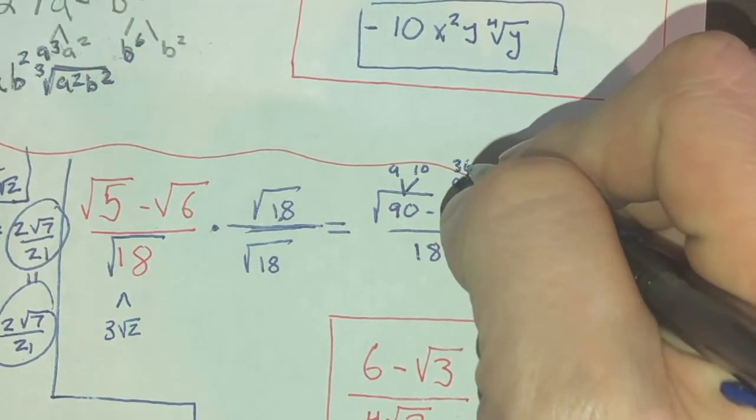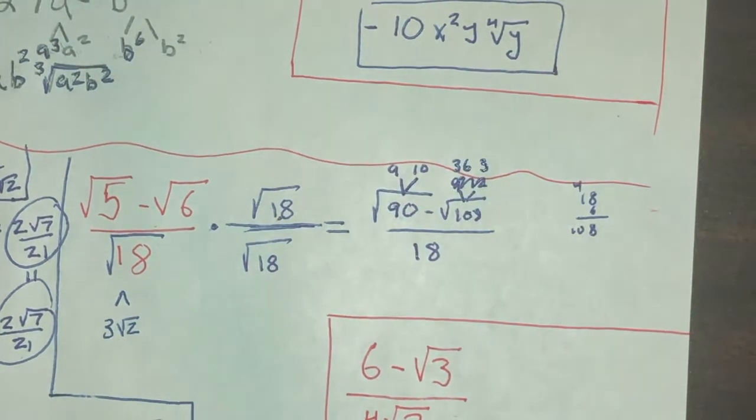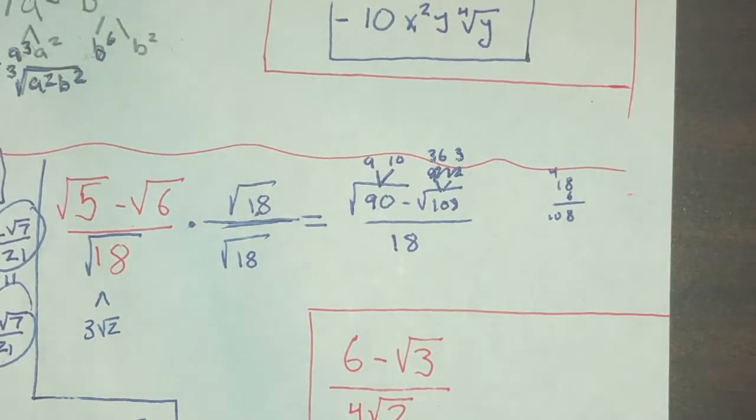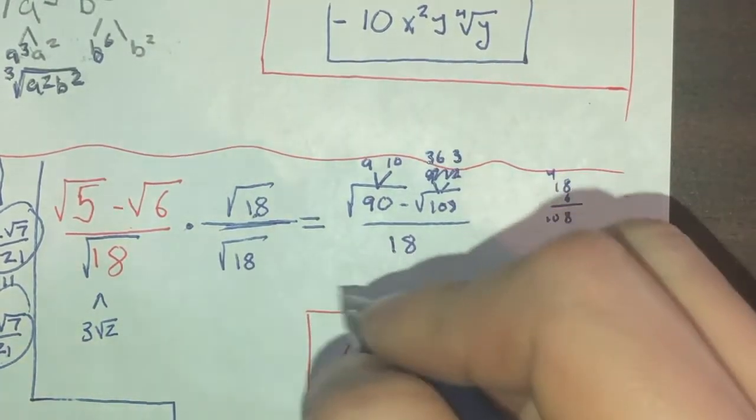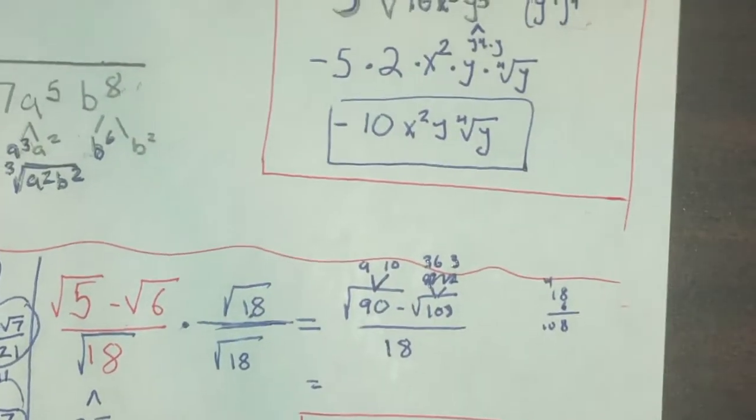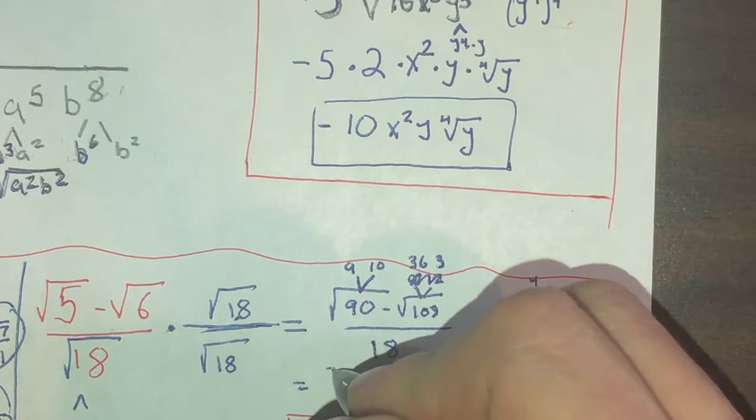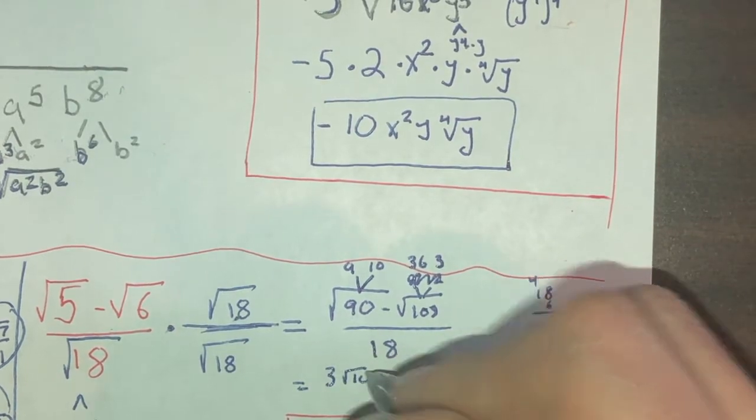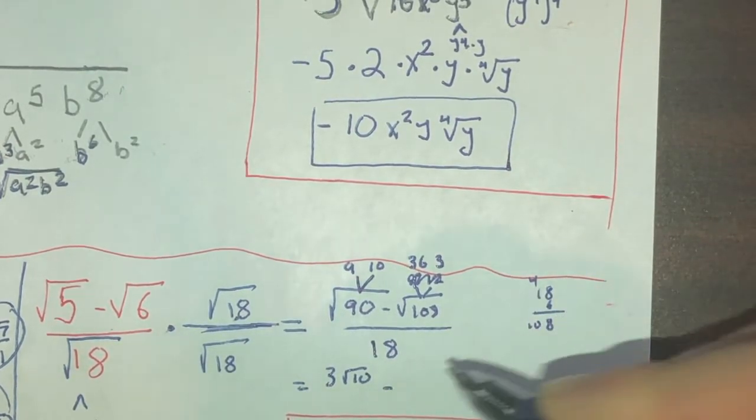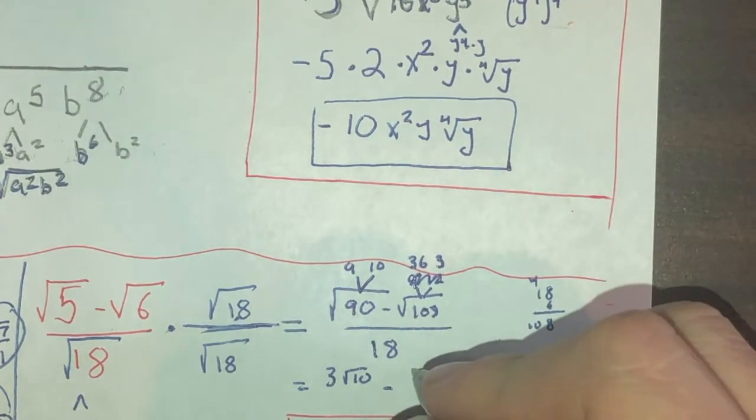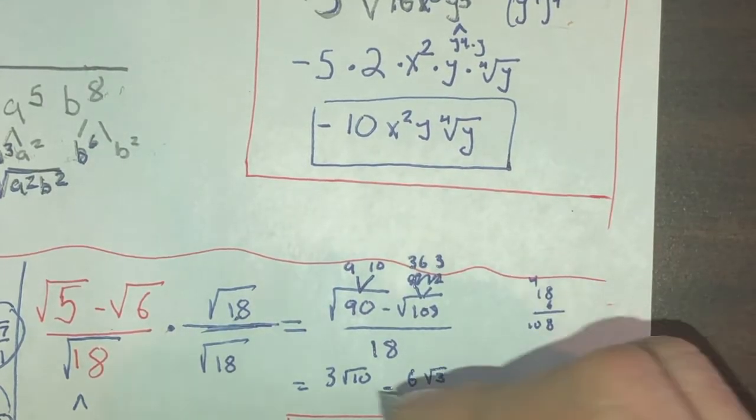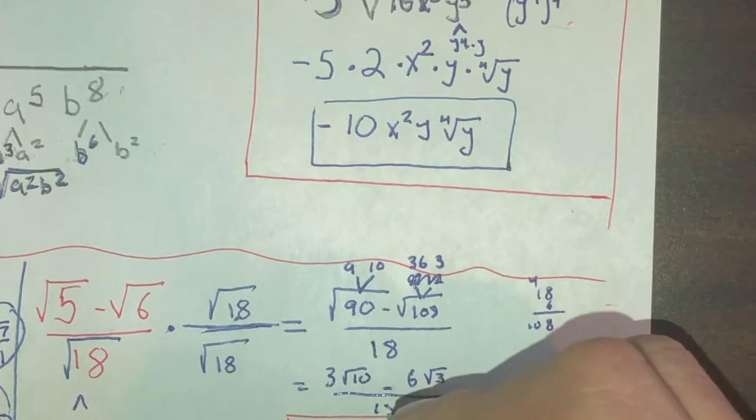36 will go into 108 3 times. 36, 72, 108. So I break that down, and I get here 3 root 10 minus 6 root 3 over 18.